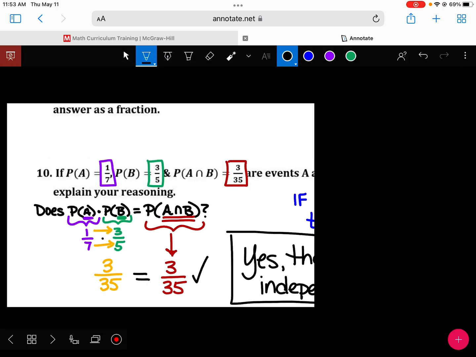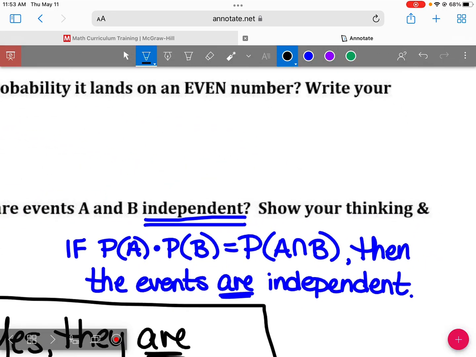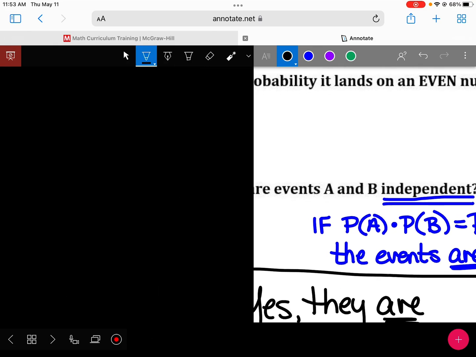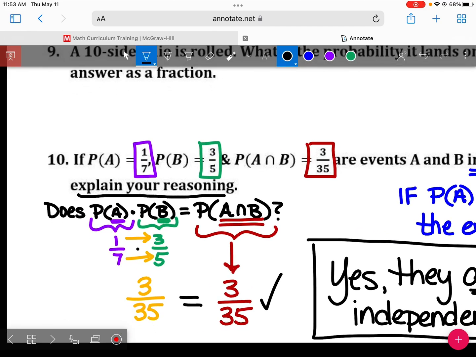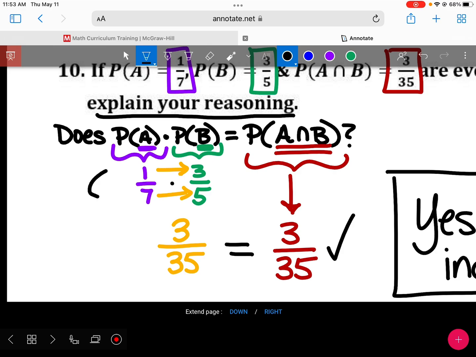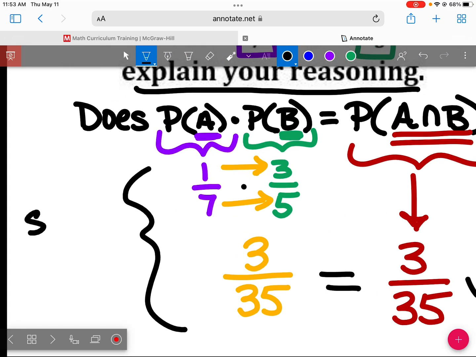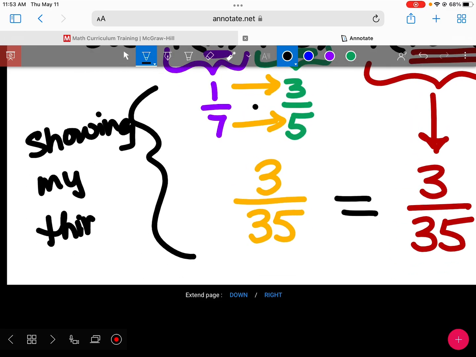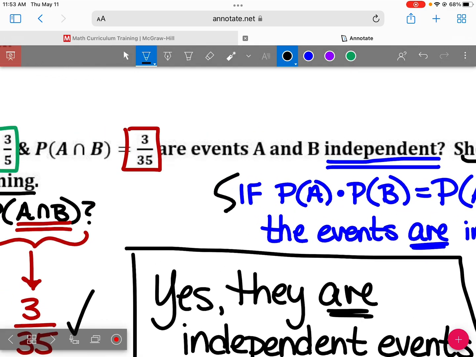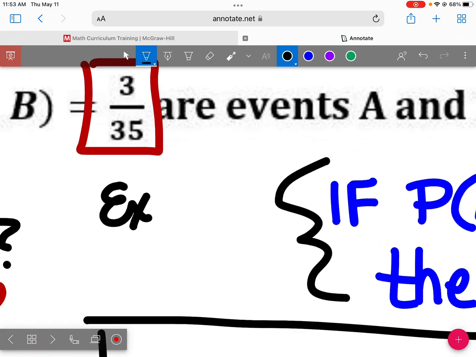Up above, it says to show your thinking and explain your reasoning. Well, here's me showing my thinking. And over here, when I wrote out the definition of independent events, this is explaining my reasoning.